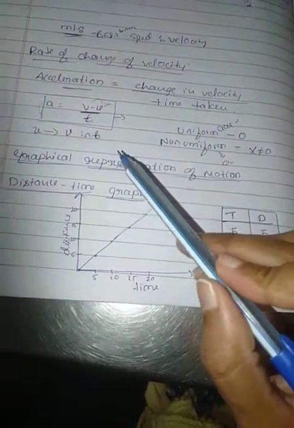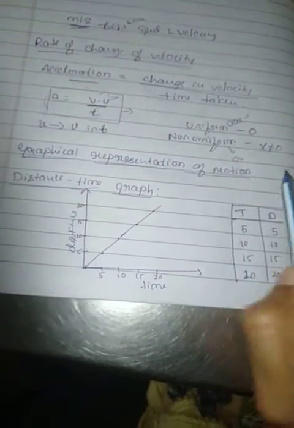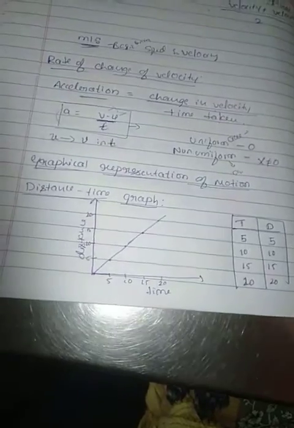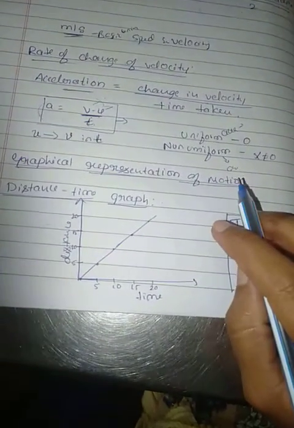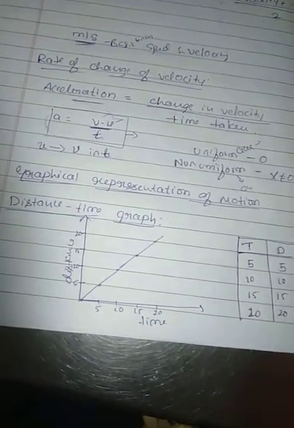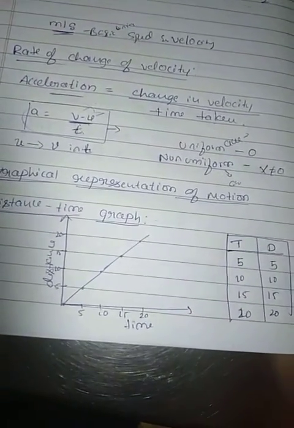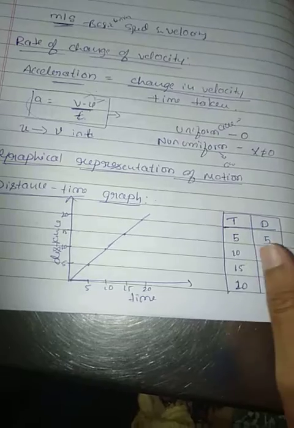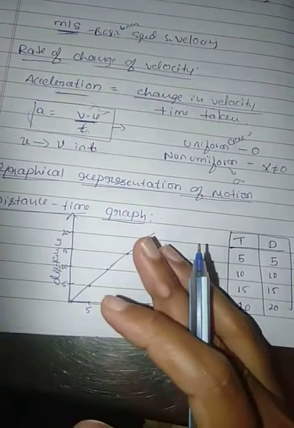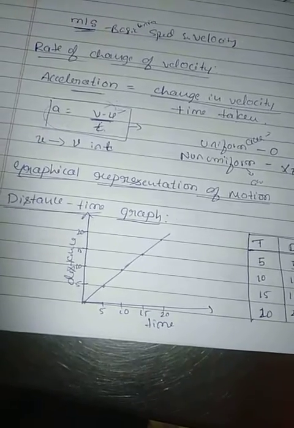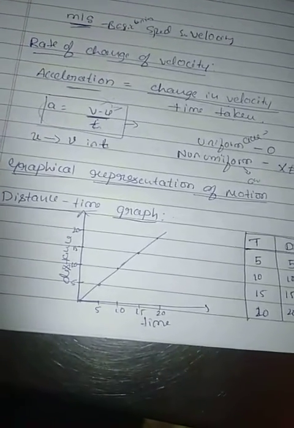Next one is graphical representation of motion. Why we use graphical representation is very simple. To describe the motion of an object, we can use a graph. Here we usually use line graphs, that is, straight line graphs. The graph shows the dependence of one physical quantity on another quantity.